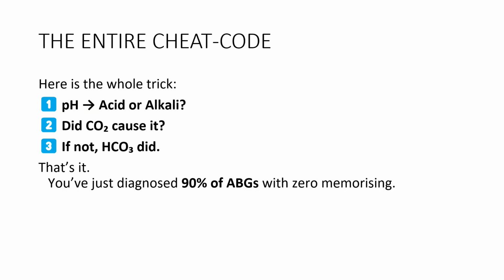So here's the whole trick. First, look at the pH. Is it acidosis or alkalosis? Secondly, see whether it is caused by the carbon dioxide levels. And finally, if it is not, see whether it's the bicarb that caused the acidosis or alkalosis. That's it. You have just diagnosed 90% of ABGs with zero memorizing.